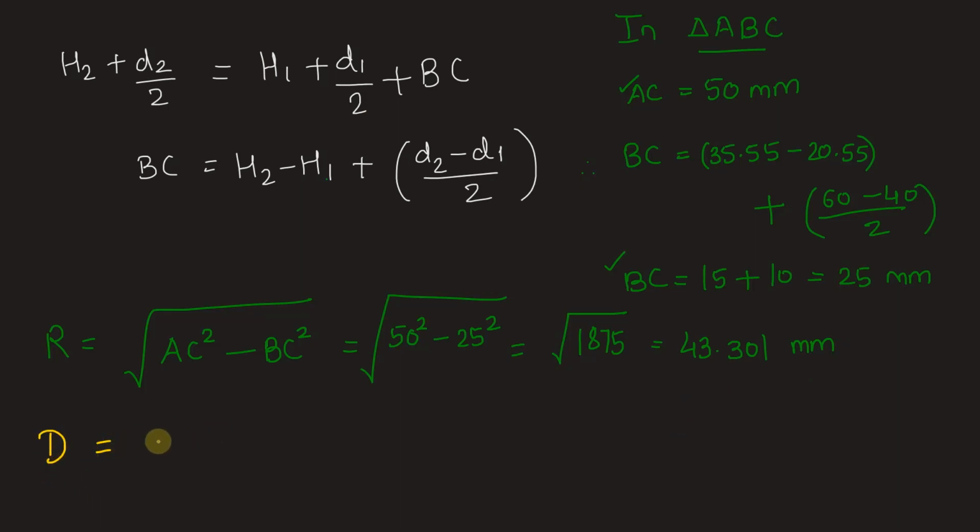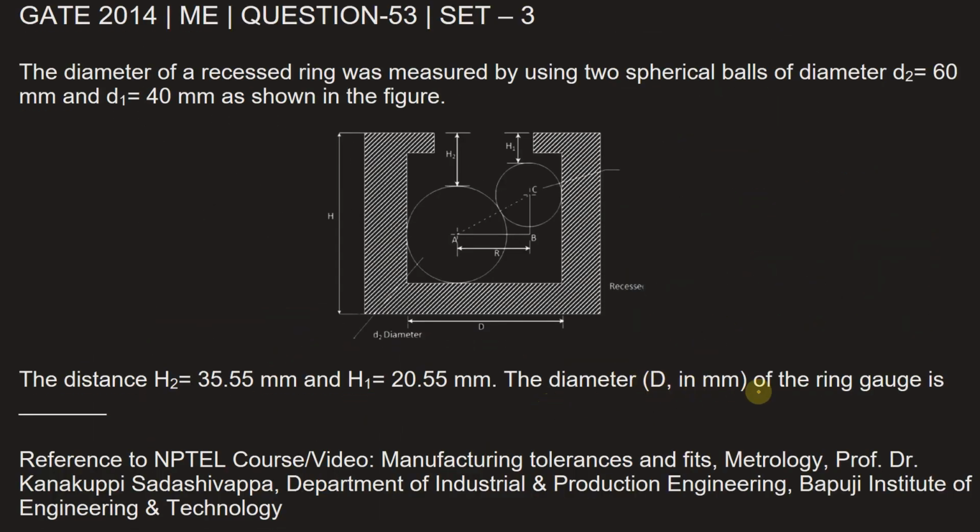Now that we have R, we can go to our final step to find out capital D. Capital D is equal to (D1 plus D2) by 2, which is 50. We already found out AC, that is 50, plus R is 43.301. This gives us D as 93.301 millimeters. Let's go back and fill in the answer. Diameter capital D in millimeters of the ring gauge is 93.301.